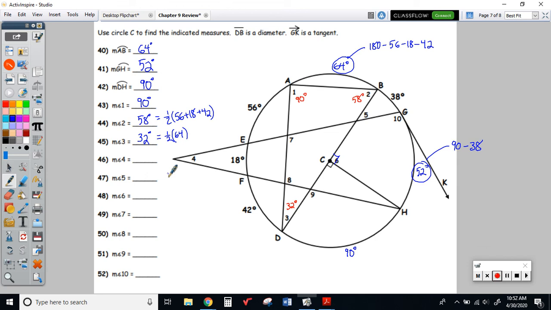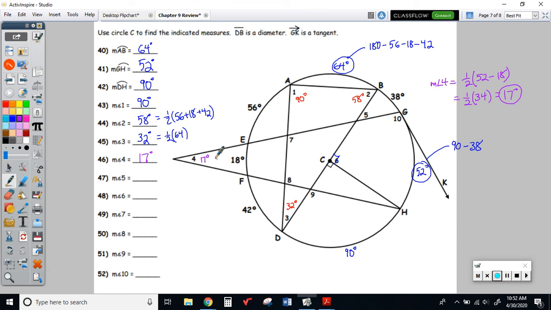The measure of angle 4, there it is. I was having trouble seeing it. But it's going to be one of those 1/2 of the big arc minus small arc problems. So the measure of angle 4, I'll do that work in purple over here. It's 1/2 of its big intercepted arc, 52, minus its smaller intercepted arc, 18. So the measure of angle 4 would be 1/2 of 34, which is 17 degrees. I'll write that in here next to that.